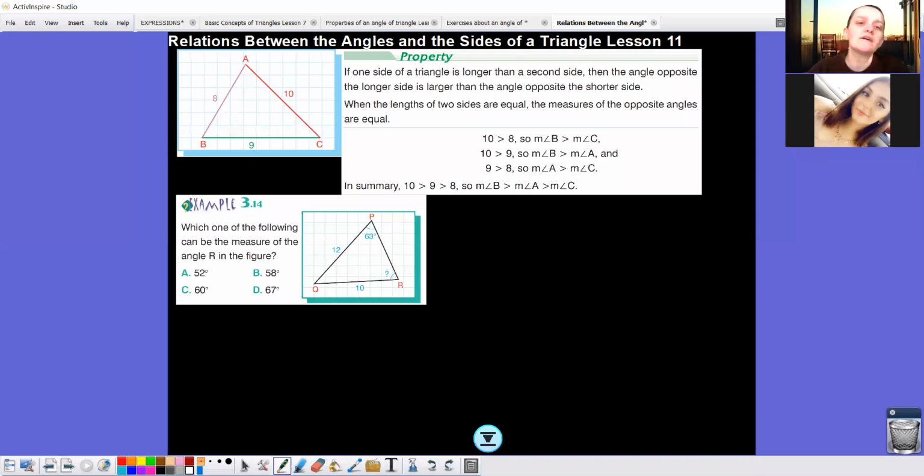New topic. Relations between the angles and the sides of a triangle. What is the relation between angles and the sides in a triangle? We studied the angles till now, the interior angles, the exterior angles, the sum of them, the properties about them. Now we'll also include the sides.